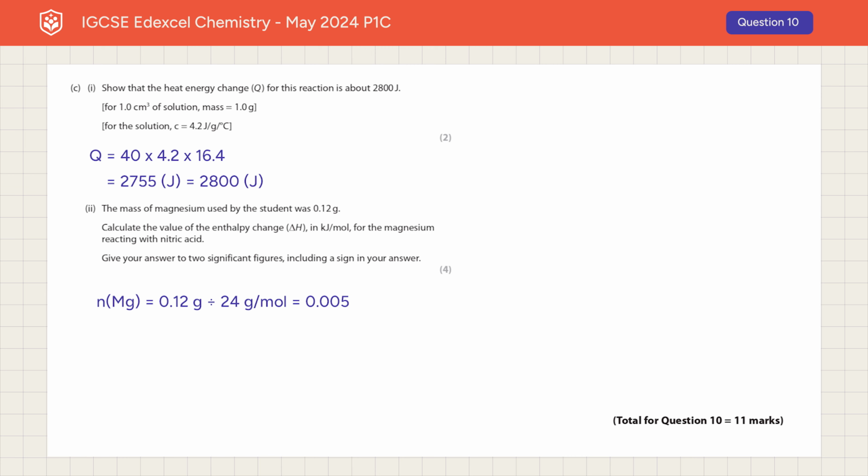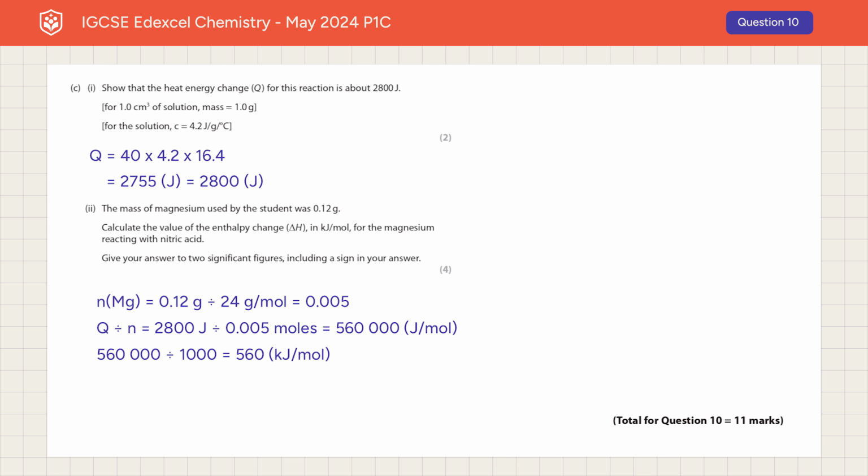Q for 0.005 moles equals 2800 joules, which is 2.8 kilojoules. Delta H equals energy divided by moles, which is 2.8 kilojoules divided by 0.005 moles, equaling 560 kilojoules per mole. The reaction released 2800 joules, which is 2.8 kilojoules. This was for 0.005 moles. To find delta H per mole, we do 2.8 kilojoules divided by 0.005 moles equals 560 kilojoules per mole.